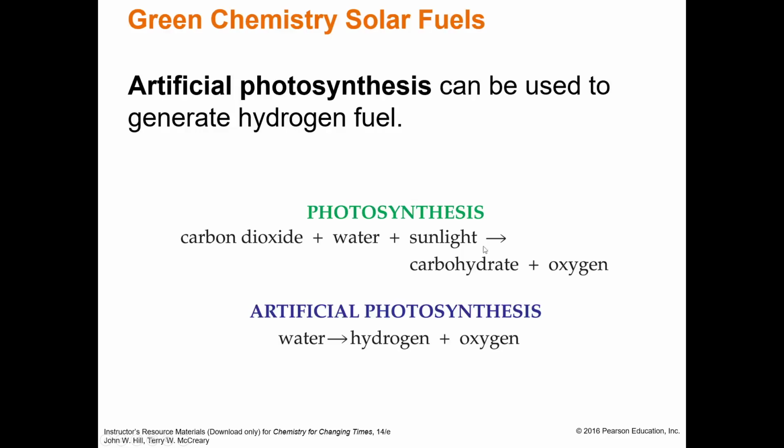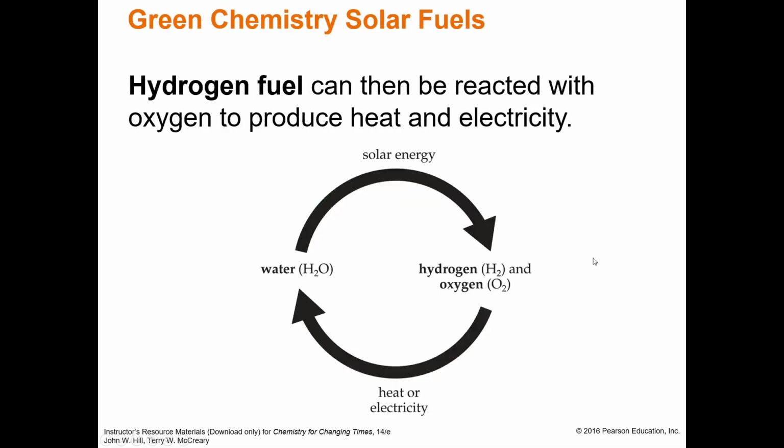Anyways, this is the photosynthesis a plant does. It takes carbon dioxide, water, and sunlight, and it uses it to make carbohydrates, the sugars, and oxygen, which is what we breathe. Hydrogen fuel can be reacted with oxygen to produce heat and electricity. The great thing about this is the product it makes is water. And water is about as benign as you can get with any substance on Earth.